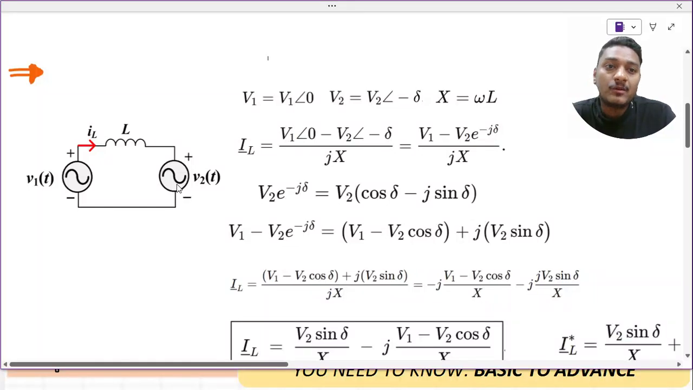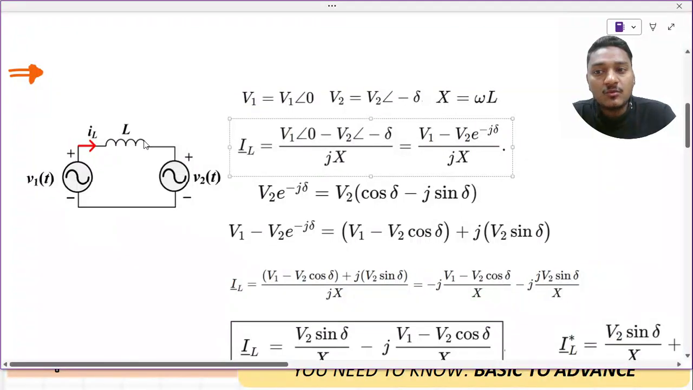Now if I wanted the power to flow from V2 to V1, what should happen? V1 should not be the reference, and the angle of V2 should be greater than the angle of V1. If this is the case, then power will flow from V2 to V1. Okay, so this basic thing we understood. Now what is my L? X is basically omega L that I am keeping.